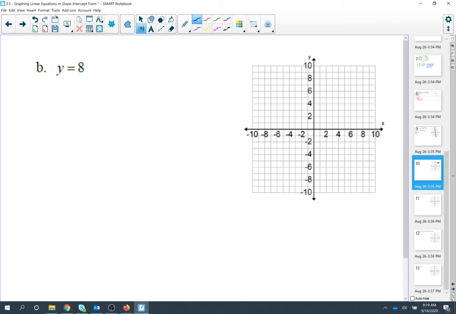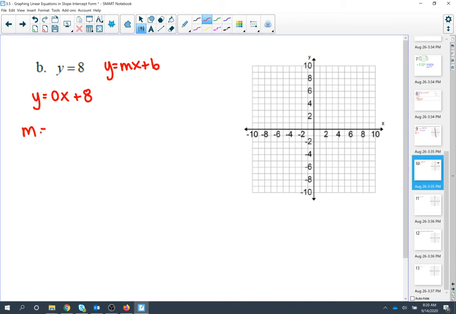Letter B, y equals 8. Now, if we look at y equals 8, we have to find a slope and a y-intercept. So that's y equals mx plus b. Do you guys see an x value? So really what's happening here is you have y equals 0x plus 8. Isn't 0x just 0? And then we have our 8. So we could rewrite it like this.